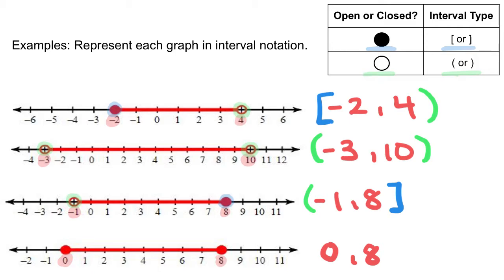And then I'm going to determine the bracket types. So first I have a closed circle at 0, indicating it includes 0. So I put a bracket, and a closed circle at 8, indicating it includes 8. So I put a bracket as well.